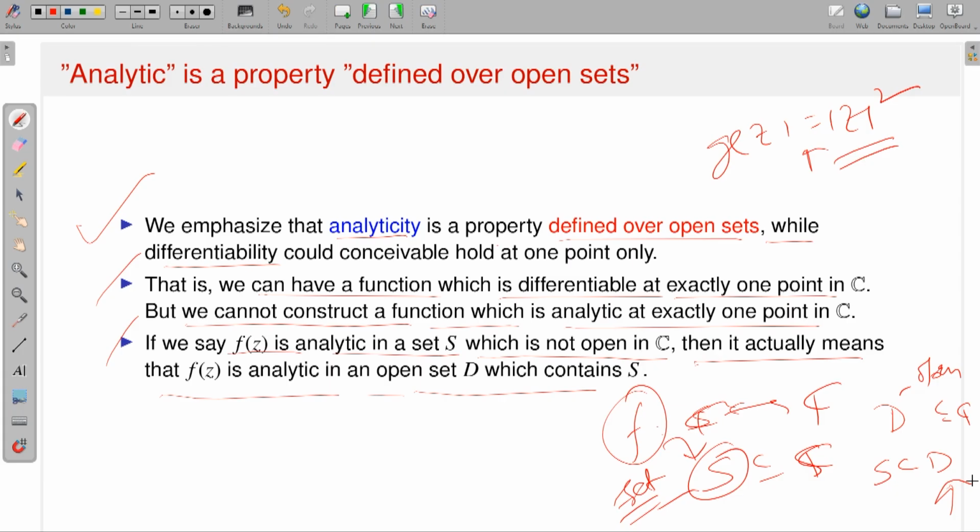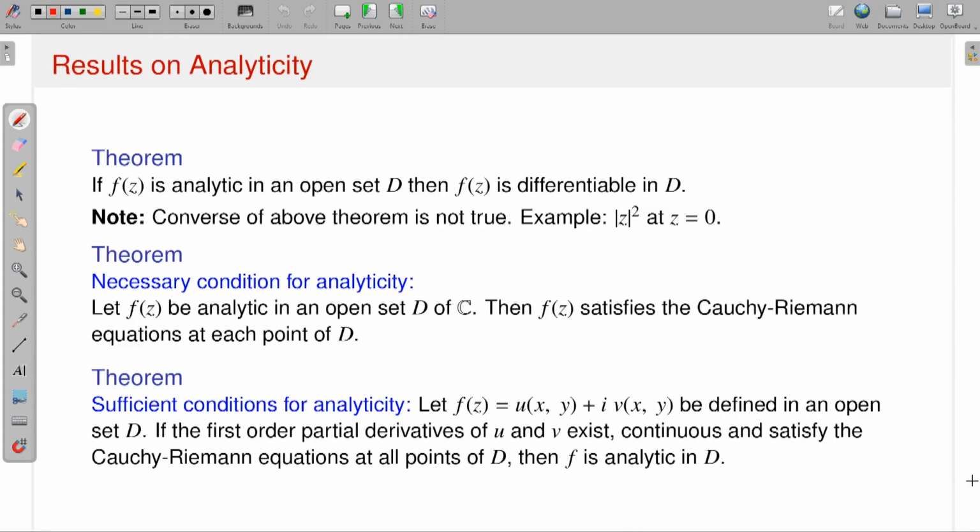So if I talk about analyticity on some set S, that means you have an open set which contains your set S, and I am talking about the analyticity of f on that open set. That's how you mean analytic on a set S. Now, a couple of results regarding analyticity. First theorem, which actually follows from the definitions: if f(z) is analytic in an open set, then f(z) is differentiable in D.